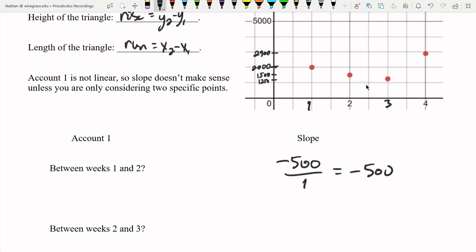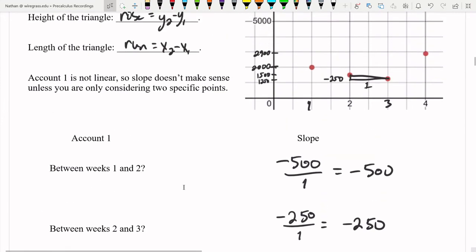Between weeks 2 and 3, again we have a rise that goes down, and then a run that goes left to right. So a rise between 1,500 and 1,250, that's a negative 250 decrease. And a run from 2 to 3, that's only a one week change. So the slope between weeks 2 and 3 is negative 250.